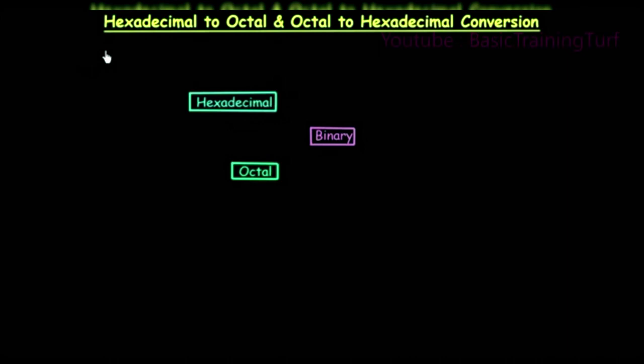The last type of conversion is hexadecimal to octal and octal to hexadecimal conversion. We already know how to convert hexadecimal number to binary and binary number to hexadecimal. We also know how to convert octal number to binary and binary number back to octal. If you want to convert hexadecimal to octal and octal to hexadecimal, the direct conversion is not possible. You cannot convert octal to hexadecimal directly or hexadecimal to octal directly. So we have to follow this path.